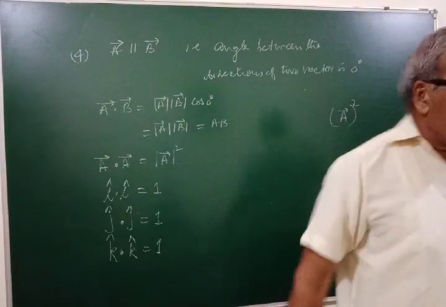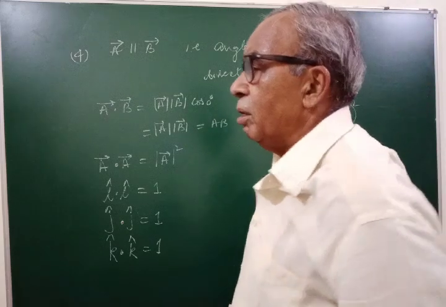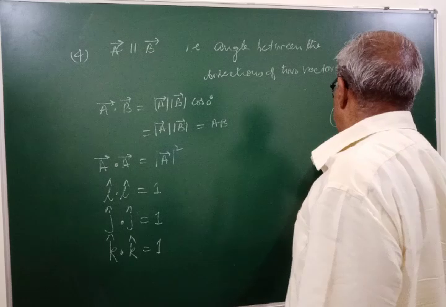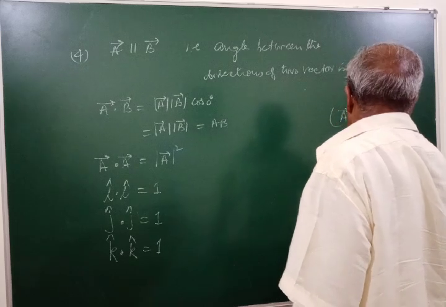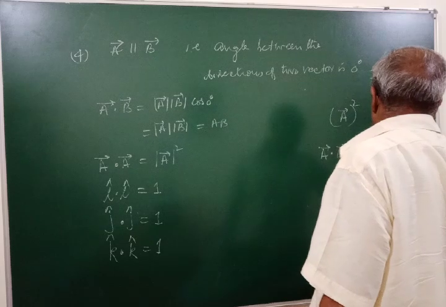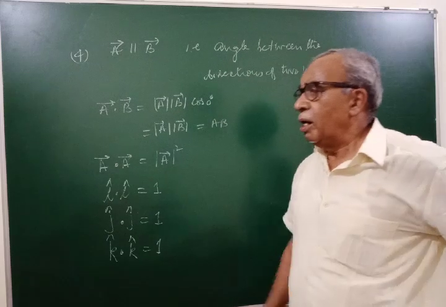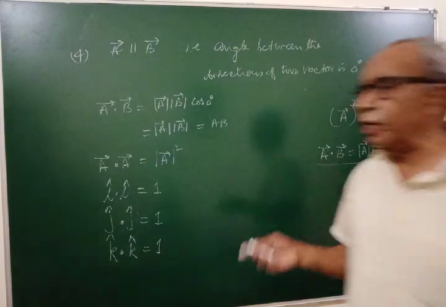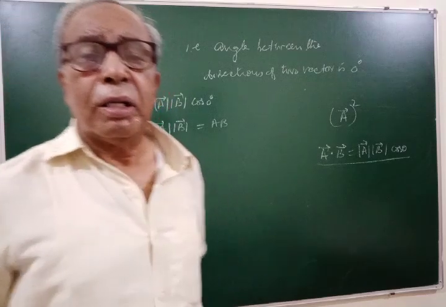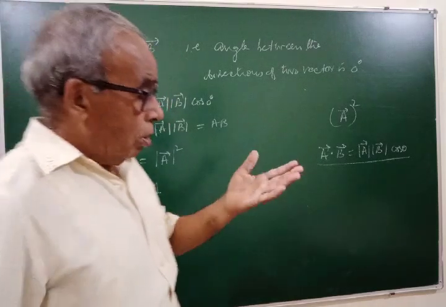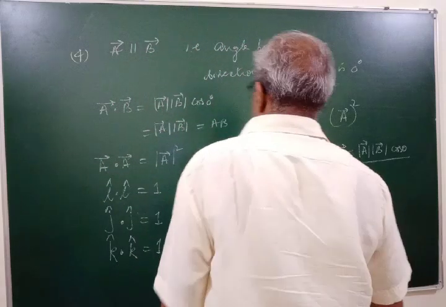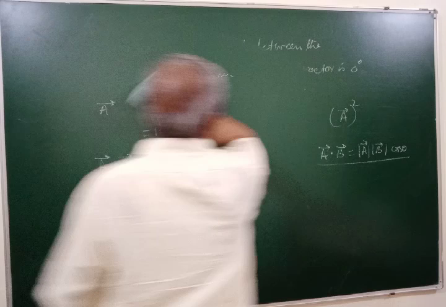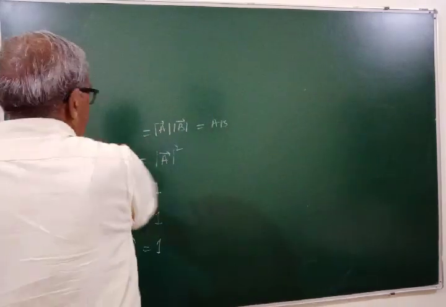These are some simple properties which are present in the definition itself. Vector A dot B is equal to modulus A modulus B cos theta. All these properties are present in the definition, but for the sake of simplicity, we tell them separately. These are the properties of scalar product. Now I give a simple question regarding the dot product. Please note it and try to understand the basic things.